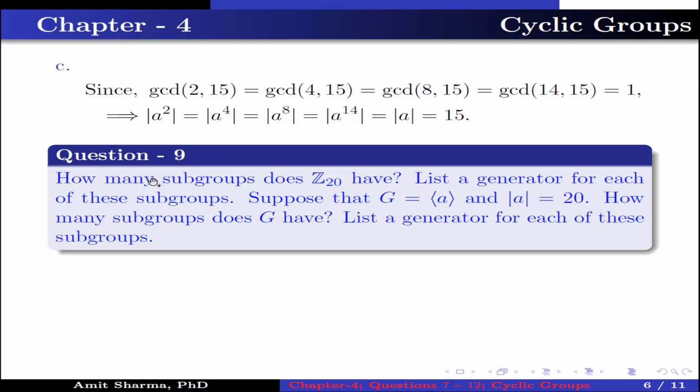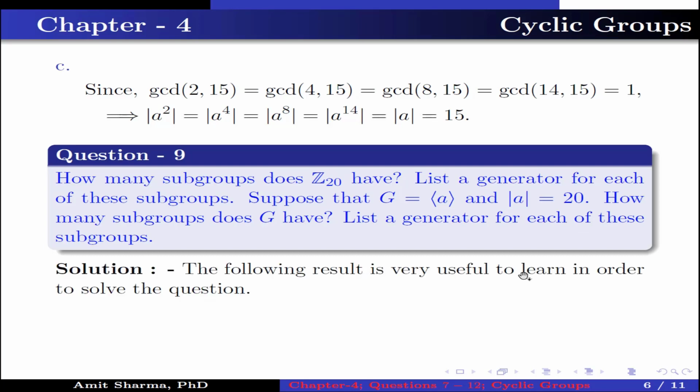Question number 9. How many subgroups does Z20 have? List a generator for each of these subgroups. Suppose that G is equal to the group generated by A and the order of A is 20. How many subgroups does G have? List a generator for each of these subgroups.